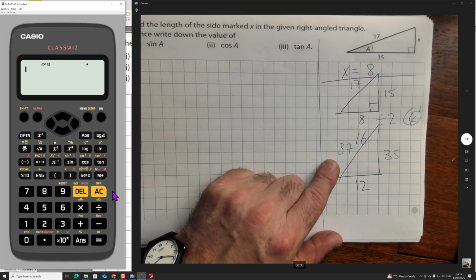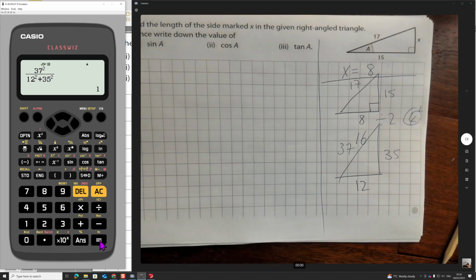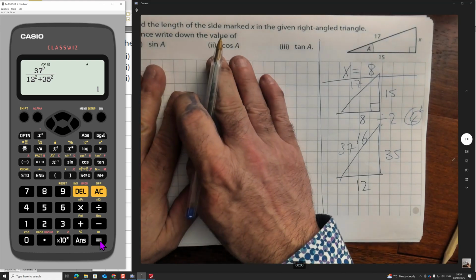let's double check, are they equal? We'll put 37 squared over 12 squared plus 35 squared. What's the betting? Are we going to get 1? You betcha. Okay, anyway, let's do this.